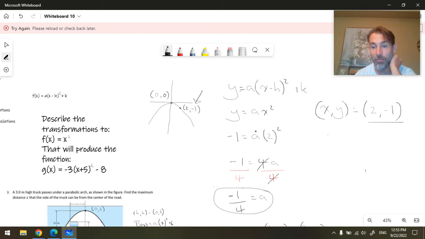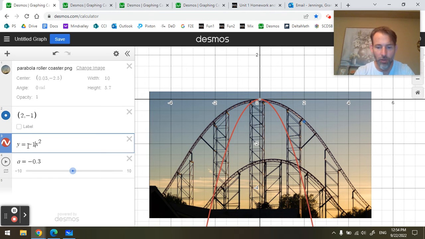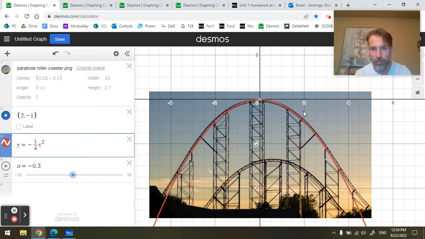So then I would have a statement here that looks like, therefore, the equation that models this parabola is y is equal to -1/4 x squared. And let's check Desmos. -0.25, that is indeed -1/4. So there it is. It goes through this point, it bullseyes it, and it models pretty effectively the different points along the path of this parabola.